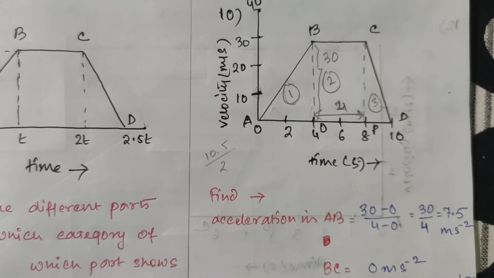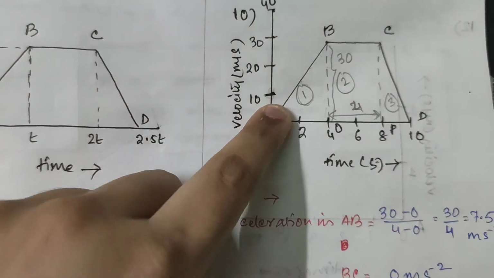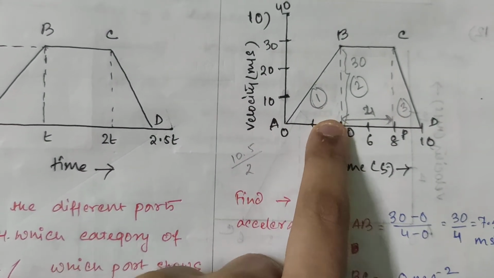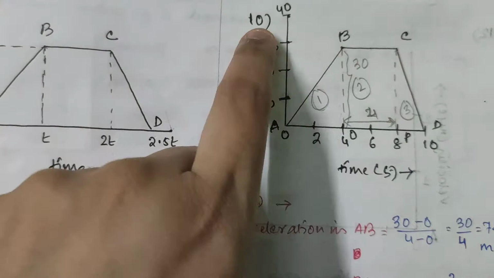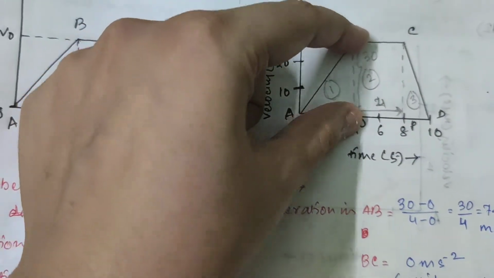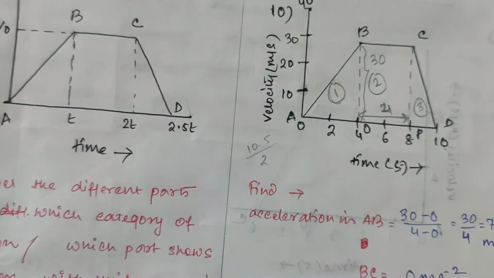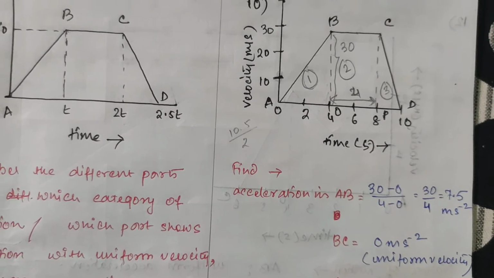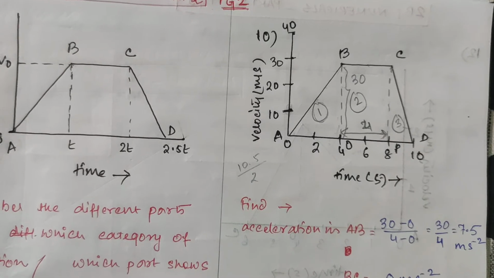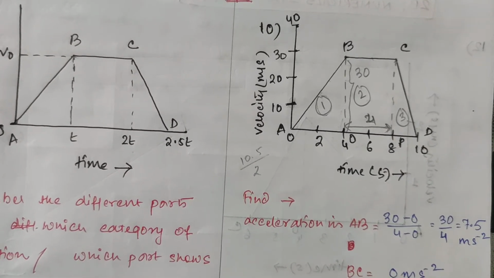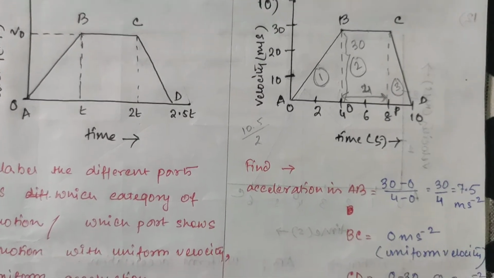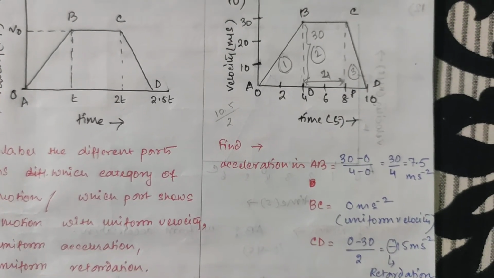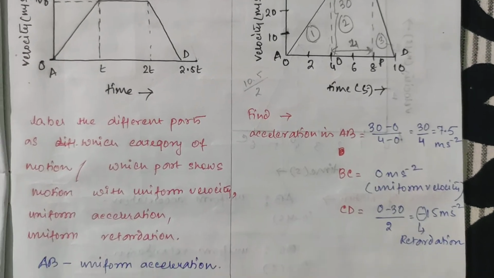Same thing, just like we have done before, AB acceleration, that means in 4 seconds, what is the change in velocity? 30 minus 0 by 4 minus 0, that is 7.5. And for BC, obviously no acceleration because velocity is constant, change in velocity is 0. CD, what is the retardation? Minus 15 meter per second square. Same thing I have calculated, just like the previous case.